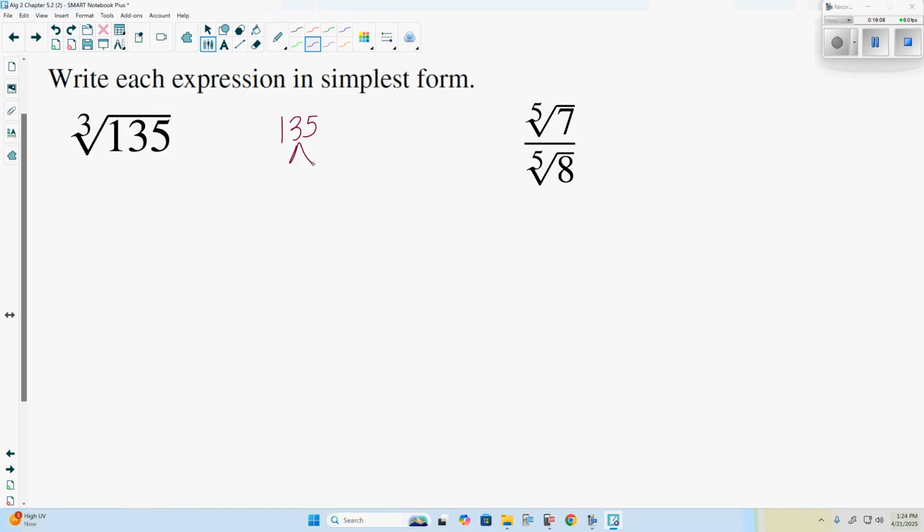Well, prime numbers that go into 135, well, we know 2 won't because it's not an even number. But it does end in a 5, so it has to be divisible by 5. It would be 5 and 27. 27 is not divisible by 2. It would be 3 times 9, and 9 is 3 times 3. So 135 is 3 cubed times 5. It's all about breaking these into this prime factorization and looking at our groups.